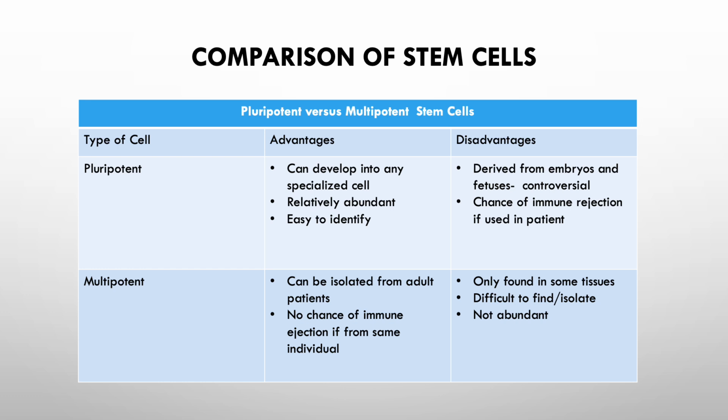Multipotent stem cells are advantageous in that they can be isolated from adult patients, and there is no chance of immune rejection if it comes from the same individual. Some of their disadvantages are that we can only find multipotent stem cells in certain tissues. They are difficult to find and isolate, and they are not in abundance.